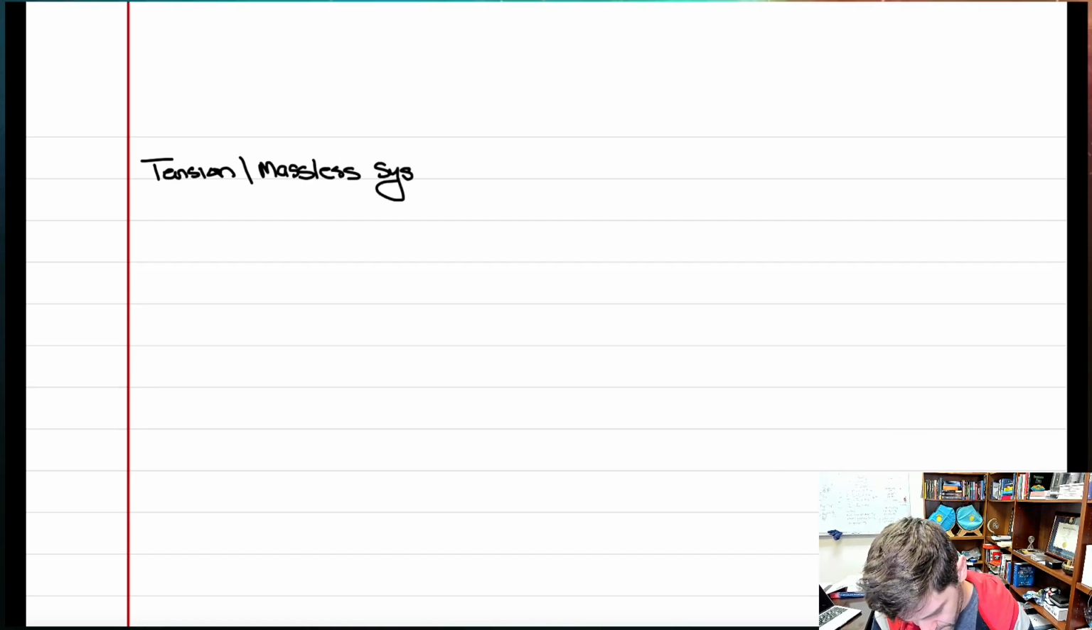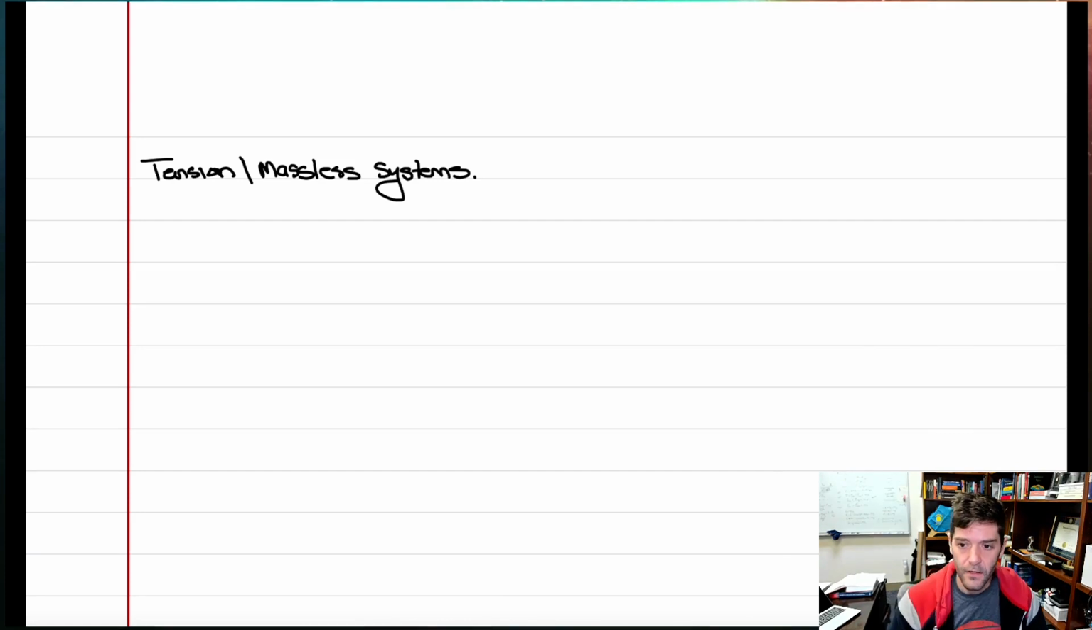All right, tension. Or more generally, massless systems. Often you have to deal with massless objects. Now, it's a bit of an abstraction, right? Because really nothing is really massless. But often there are cases where you might have objects where the mass of one particular object is exceptionally small compared to other objects in the system. Rope is usually a good example that we talk about where we treat them as massless systems.